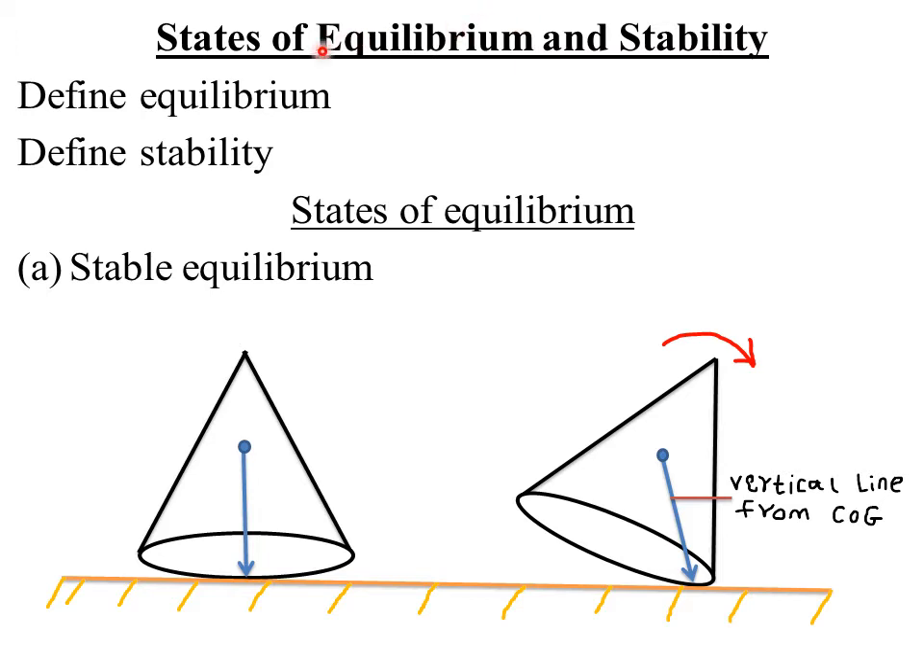So today we'll be discussing the states of equilibrium and stability. First of all, we need to define what we mean by the terms equilibrium and stability. Remember, the word equilibrium comes from the word equal. So equilibrium refers to the state of balance of a body.